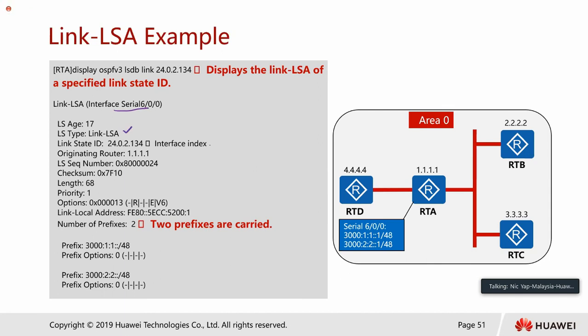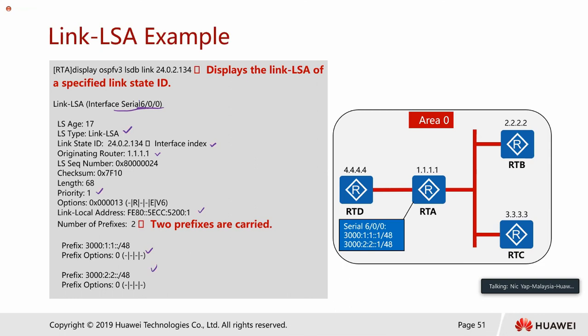This is my interface index, 2402134, and this is my originating router, router 1.1.1.1, which I send it out from. The option capabilities are E and V6, and this is the priority and the link-local address for you to point to as the next hop to reach the destination. They have two prefixes they are carrying under this interface.